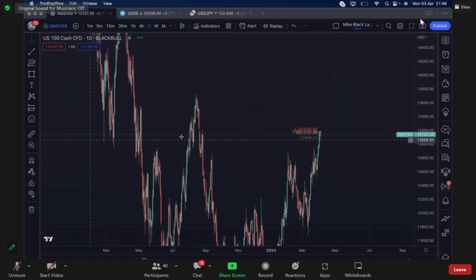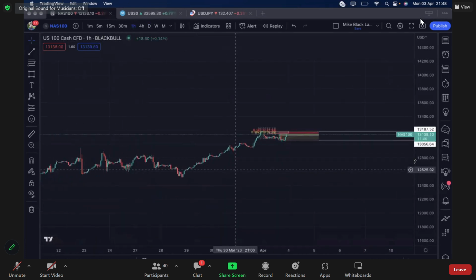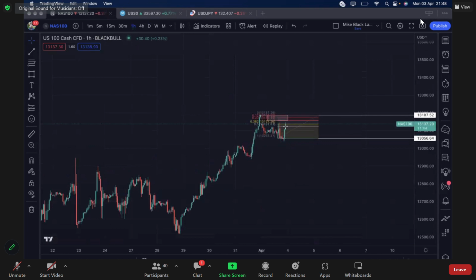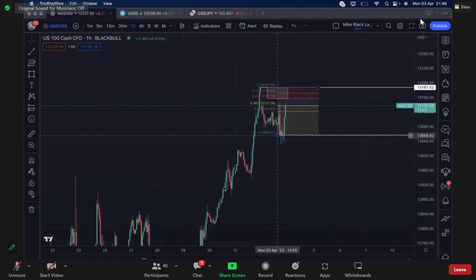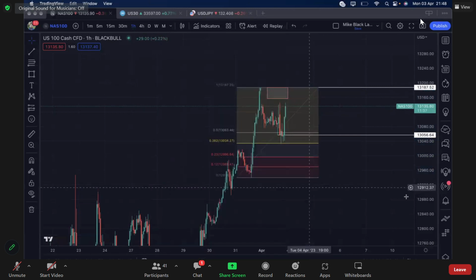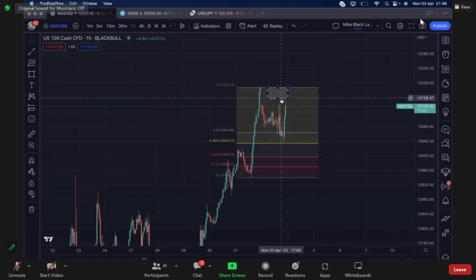Can you see? But still on the 1 hour, we are in a bullish run. And on the 1 hour, we were respecting the golden zone. So if you wanted to trade NASDAQ, it was just a continuation. So that was your move if you wanted to trade NASDAQ here.